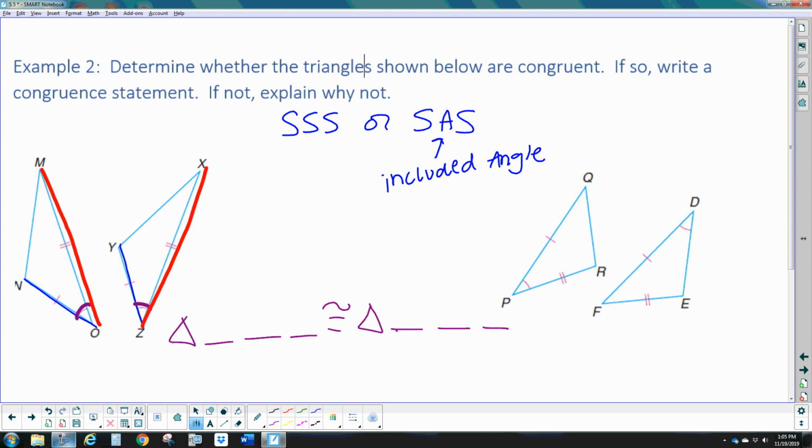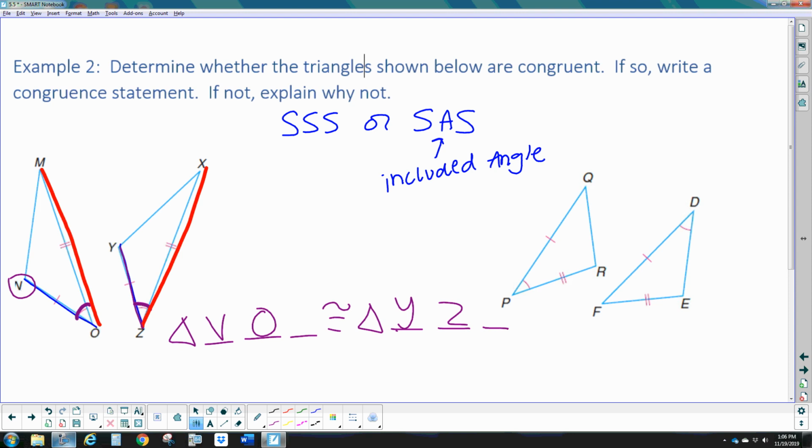So I'm just going to start with a segment because with side, angle, side, first we have a side, then we have an angle, then we have another side. So I'm going to start with my side, W, or this looks like a V, so we'll use VO. Then I'm going to look at my second triangle, and let's see which side matches to VO. And it looks like YZ is the congruent side to that.